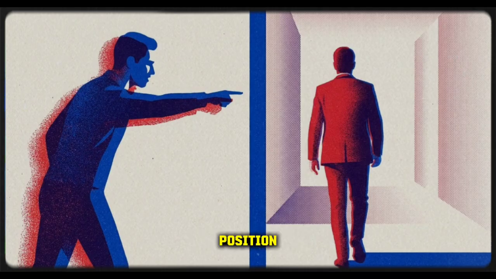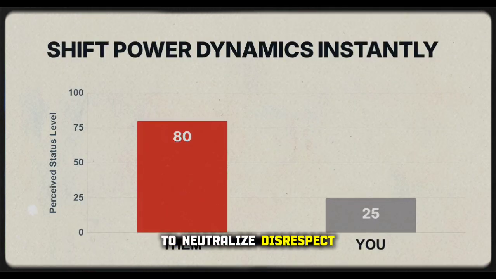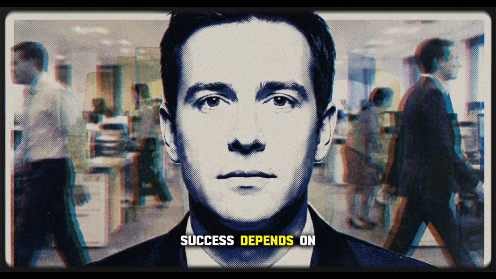To reclaim your position, you can use a sequence called the walk-away effect. It is designed to neutralize disrespect and shift the power dynamic in an instant. Success depends on emotional detachment. If you beg for their attention, the technique fails.